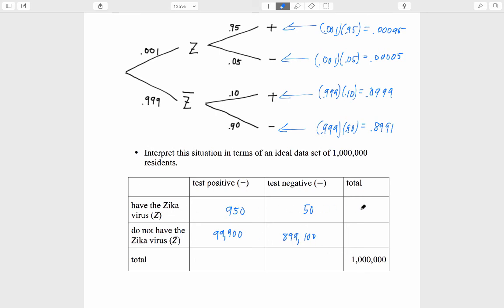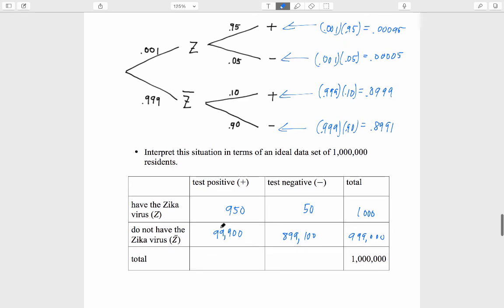Those who have the virus number 1,000 in total. Those who do not have the virus number 999,000 in total. As for those who test positive, there are 100,850 of them. And how many people test negative total? 899,150. This is a very concrete way of thinking about what's going on and making the comparisons we're going to need to make when we start talking about conditional probabilities.